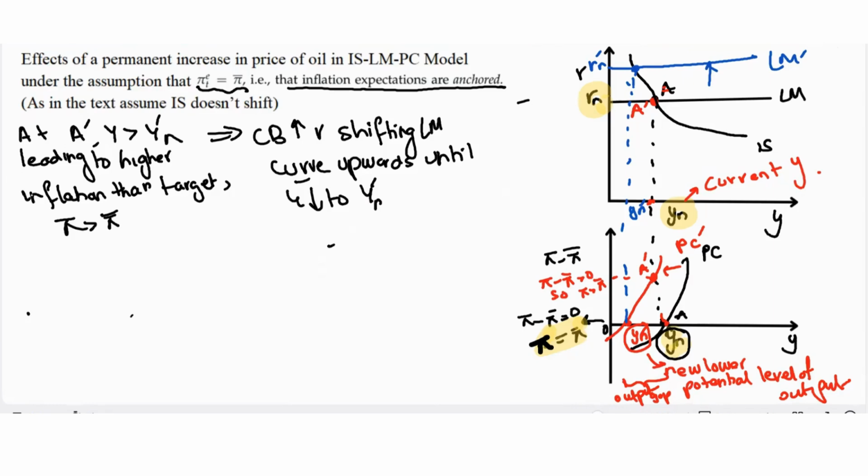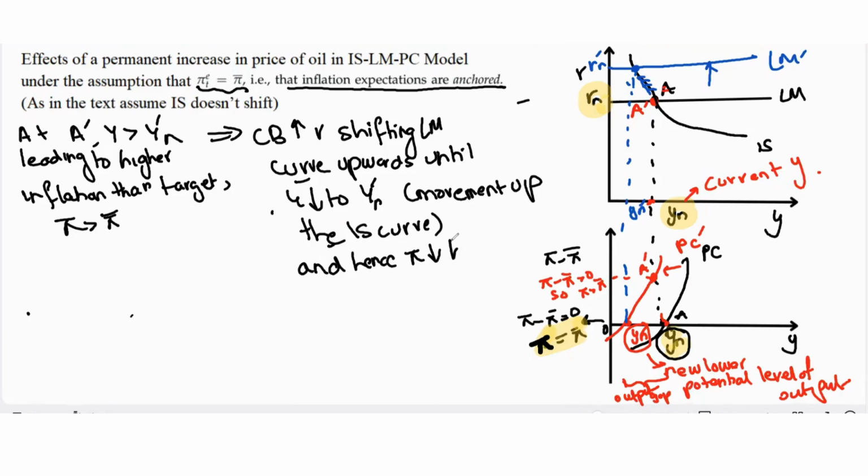As a result, there will be a movement up our IS curve, because when the central bank increases R, that reduces investment, which reduces demand, which reduces output. So this will result in a movement up the IS curve. As Y decreases to YN prime, and hence pi decreases back to pi bar, we're going to move to point A double prime.